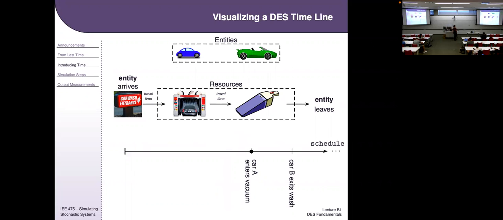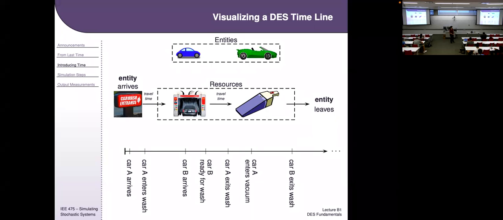And so we keep doing that again. So car A enters the vacuum, we then schedule when car A exits the vacuum, and so on and so forth. And so that's how we build up this schedule. So if all I know is I have a distribution of inter-arrival times and a distribution of service times for this resource and this resource, then I can generate this timeline going step by step by step. And that's what the computer will do when it's doing these DES models.